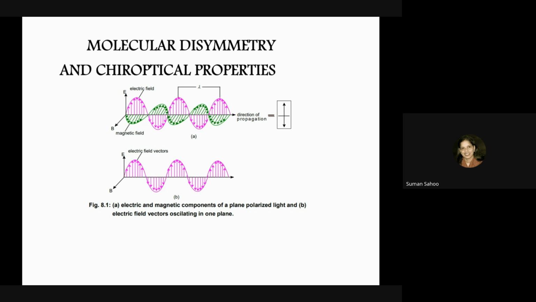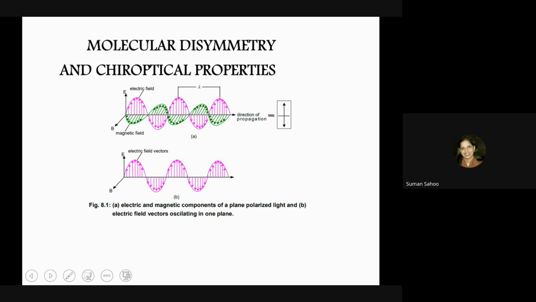Whenever we talk about light, it has both components: an electric component as well as a magnetic component. They propagate along the same direction, but they oscillate in mutually perpendicular directions.